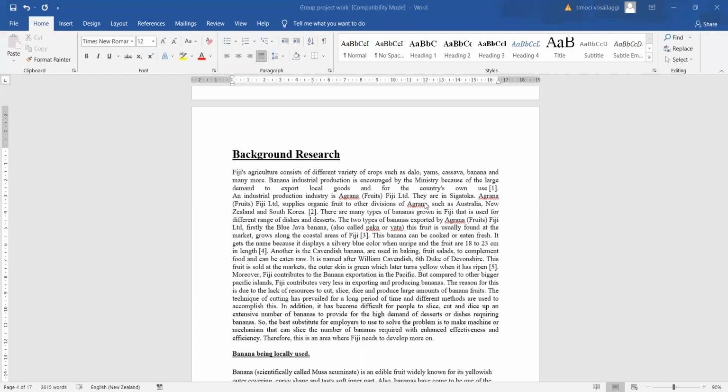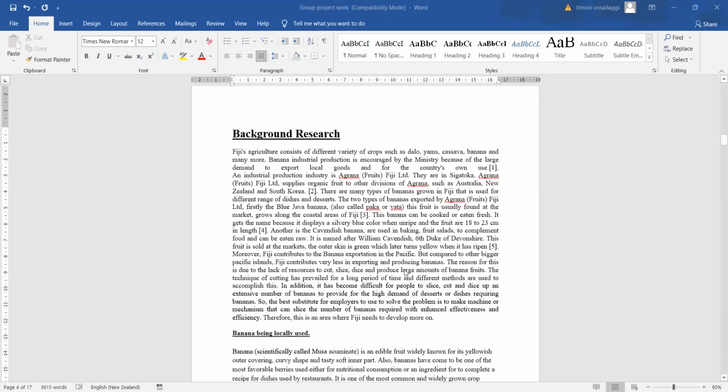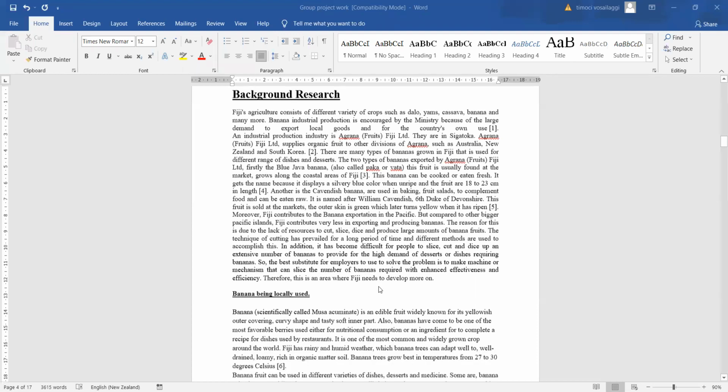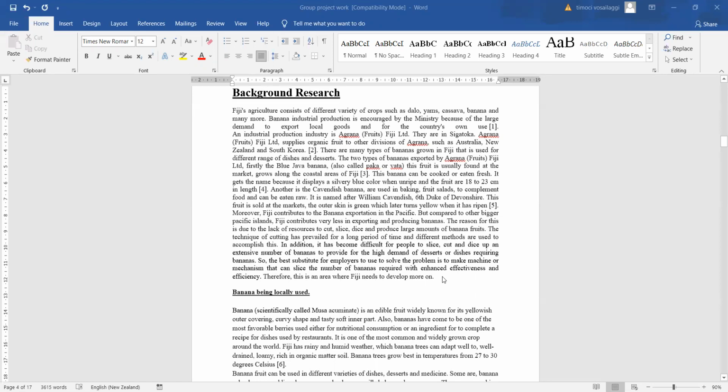So we're using the IEEE method for referencing, and these guys have followed the IEEE format. So they've done a bit of background research, basically on the agriculture and bananas and all that, I believe. Okay, so they've given a bit of background information as to why this project is relevant. So that's always a good way to start off your background research. Why is this important? Why is this research important?